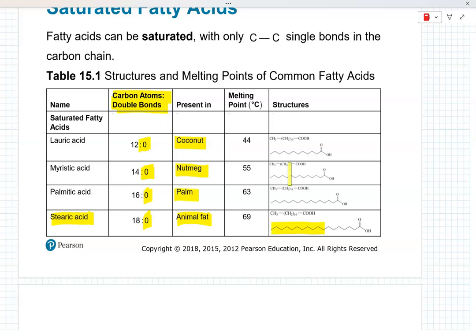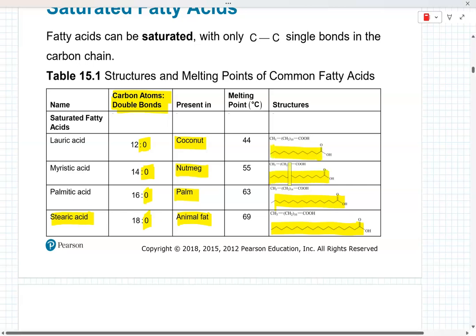You can see that all these fatty acids exemplify that in saturated fatty acids, there are no double bonds, and that the chain of hydrocarbons is not branched. Okay? You can also see something else. The melting point increases as the length of that hydrocarbon chain goes up. That makes sense? Okay.